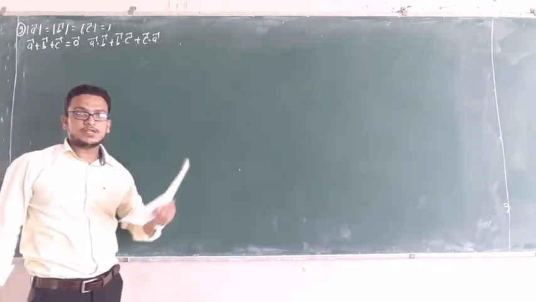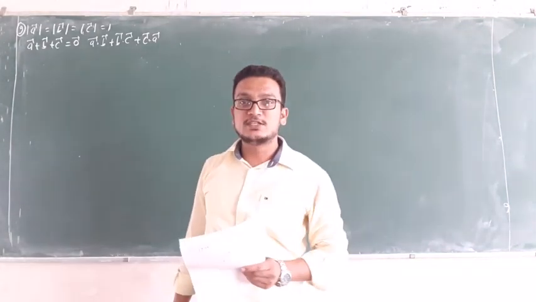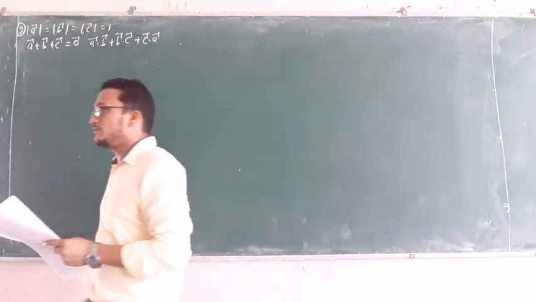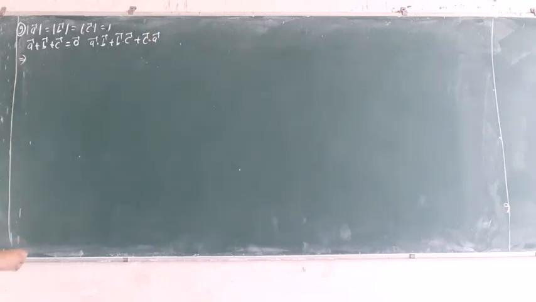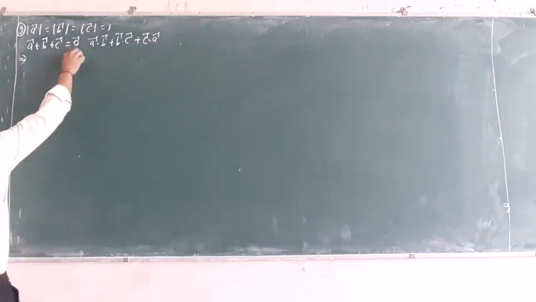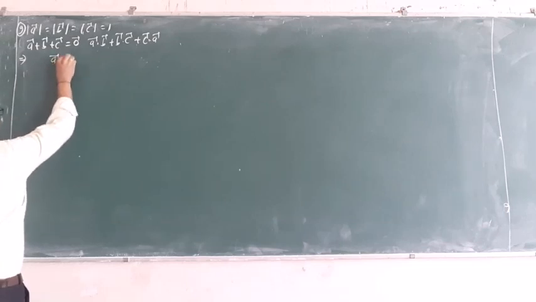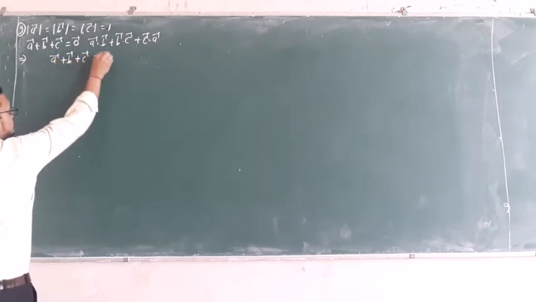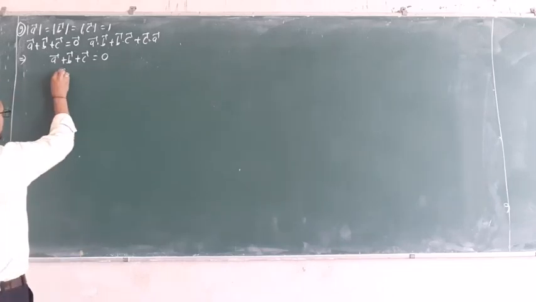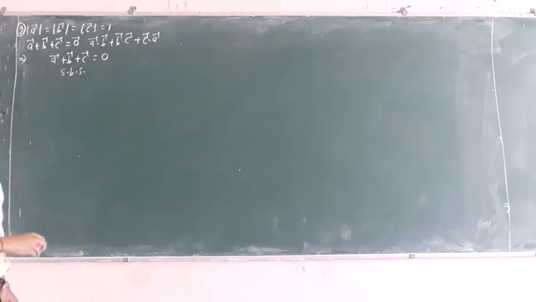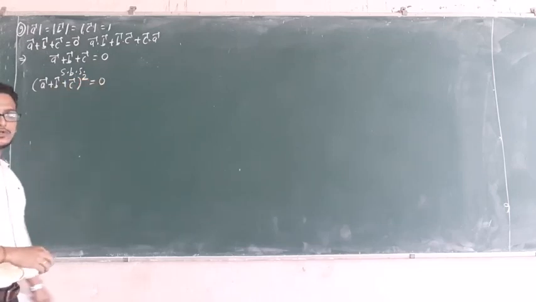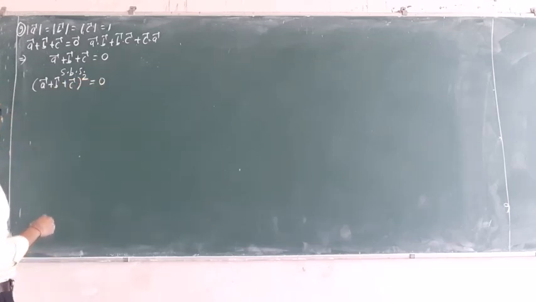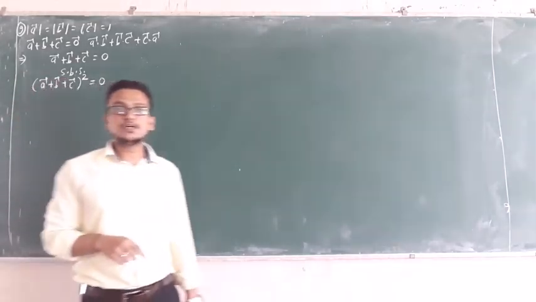We have to find the value of A dot B, B dot C and C dot A. To simplify this, we have to make use of these two conditions. Here they have given A plus B plus C is equal to 0. So I will take vector A plus vector B plus vector C equal to 0. Now, squaring on both sides, we get vector A plus vector B plus vector C whole square is equal to 0, because 0 square is 0 only.